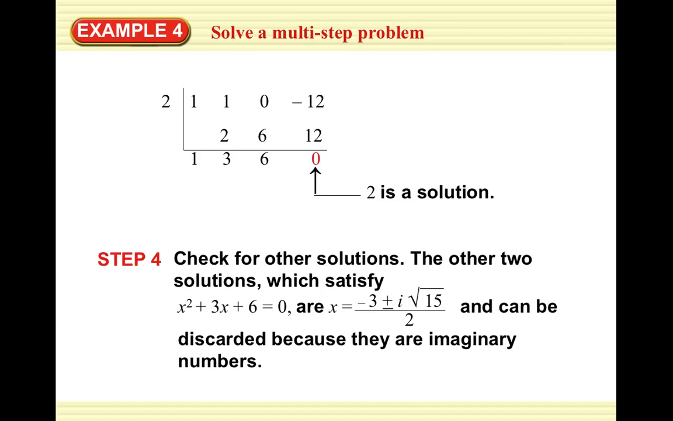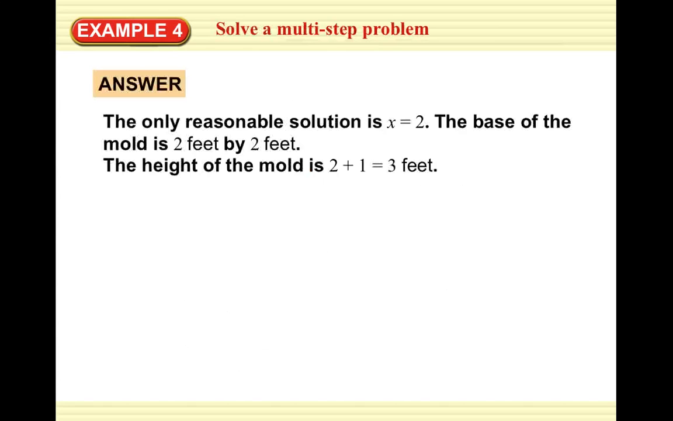So we're going to check for other solutions to see if there would be any that could make a satisfactory answer. And unfortunately, because when we plug it in, we get imaginary numbers, that means the only real solution that counted was x equaling 2. So the only reasonable solution is x equals 2. The base of the mold is 2 feet by 2 feet, and the height of the mold is 1 foot greater, so 3 feet.